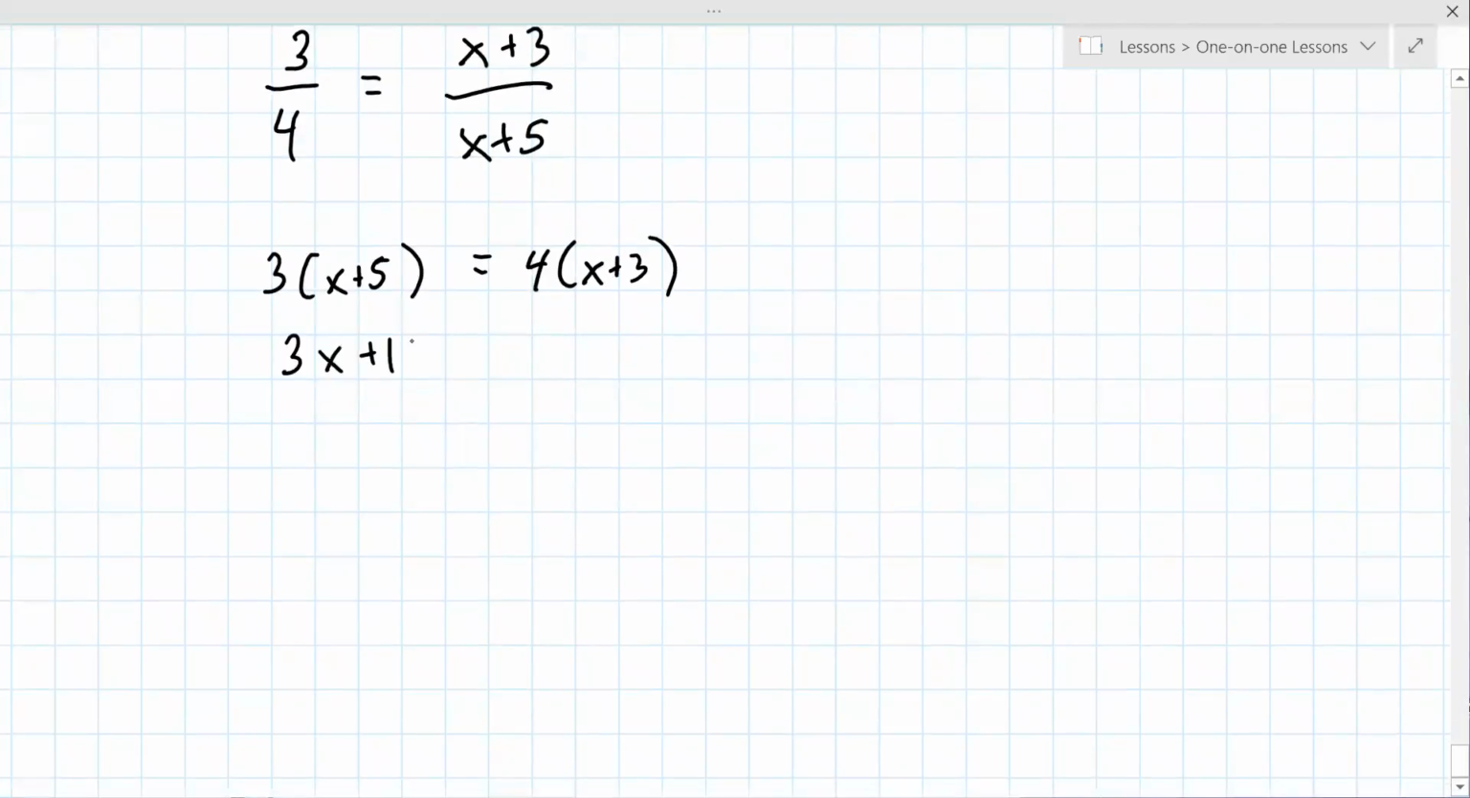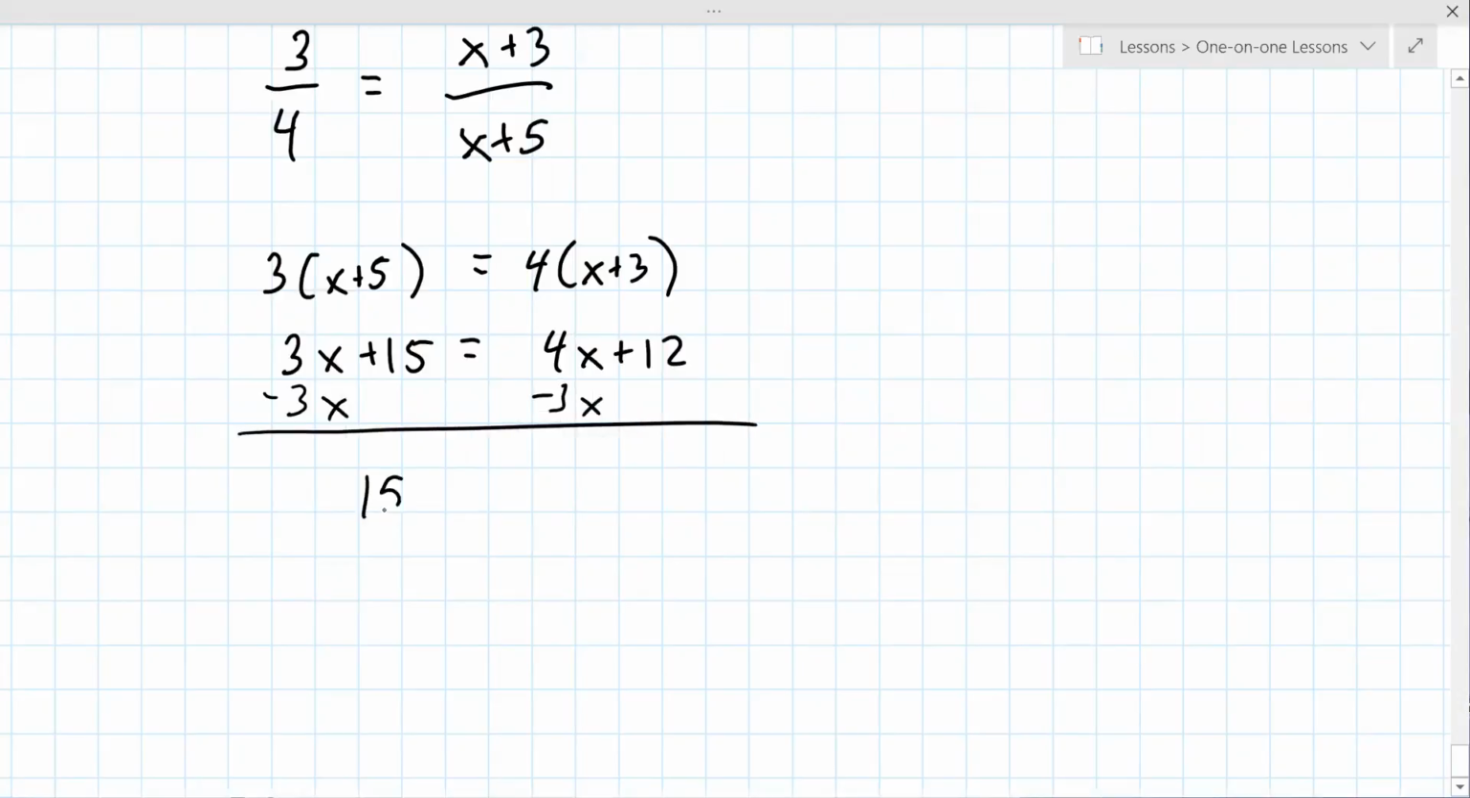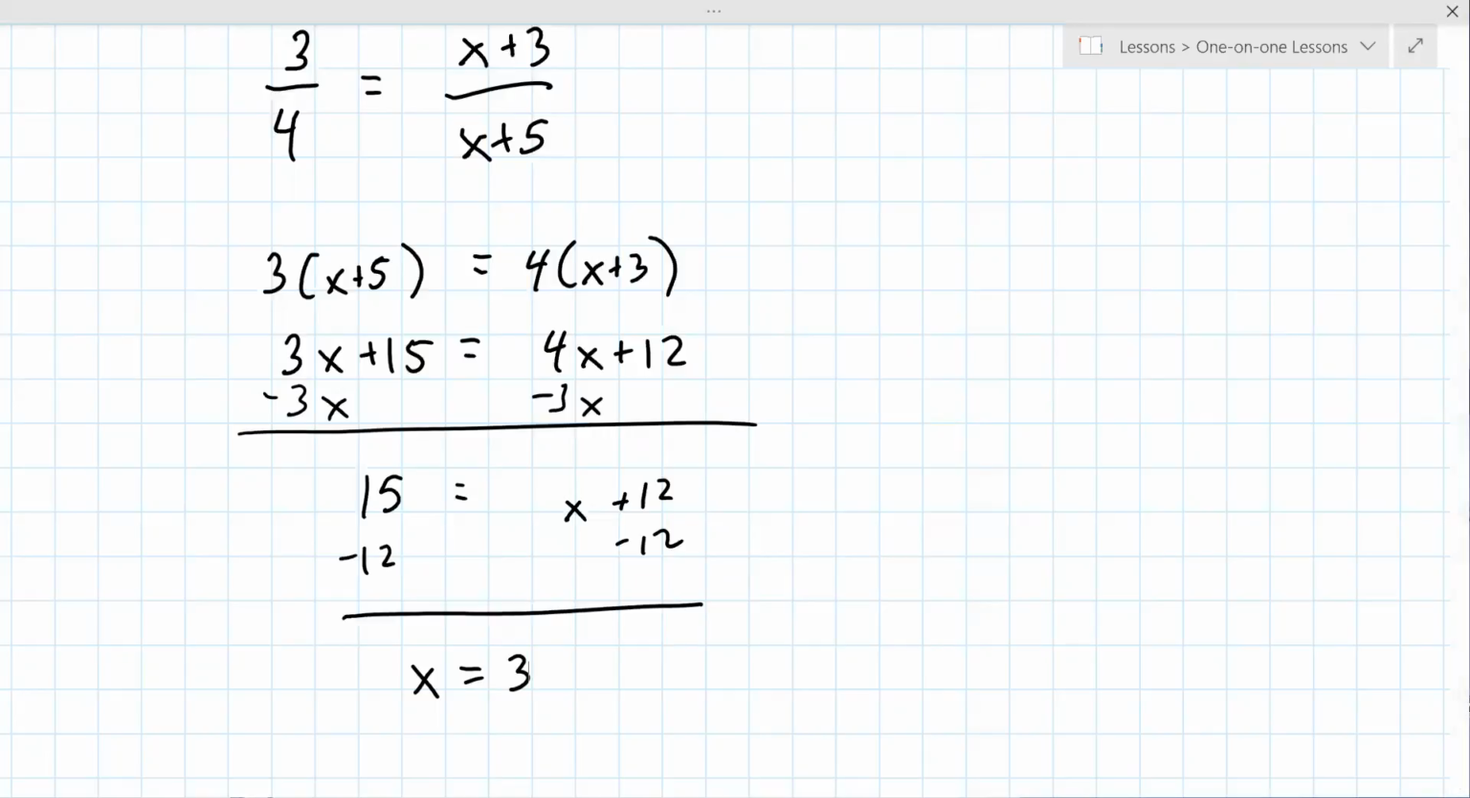3x plus 15 equals 4x plus 12. Subtract 3x from both sides. 15 equals x plus 12. Subtract 12. So x equals 3. All right, I got that. Great.